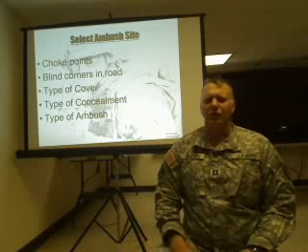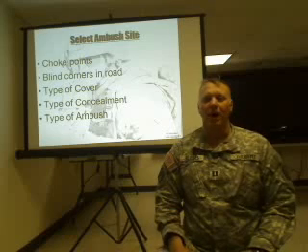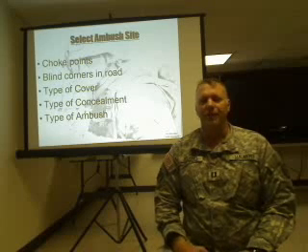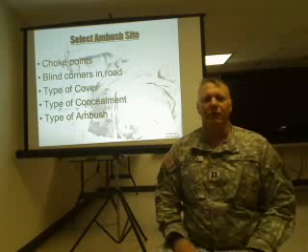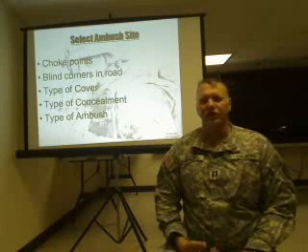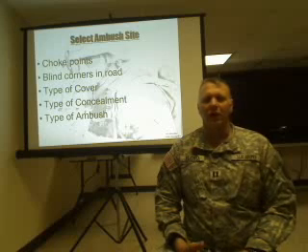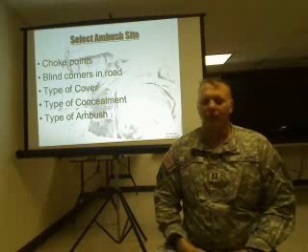When you select an ambush site, there's certain things that you need to keep in mind. One is choke points. When you're looking at choke points, what you want to do is funnel the enemy into a narrow corridor. This is either a foot patrol or even a vehicle or mounted patrol.